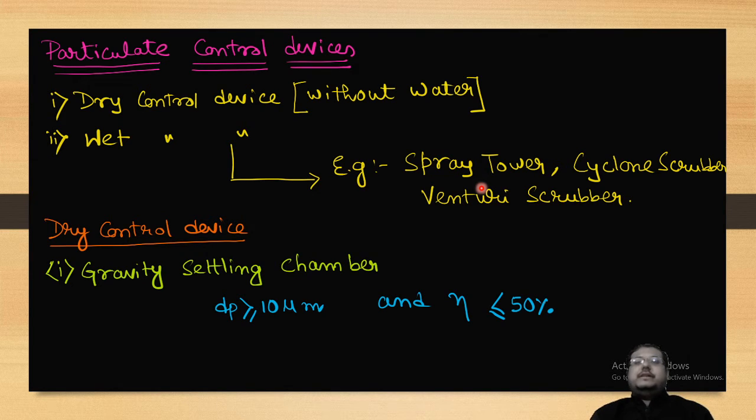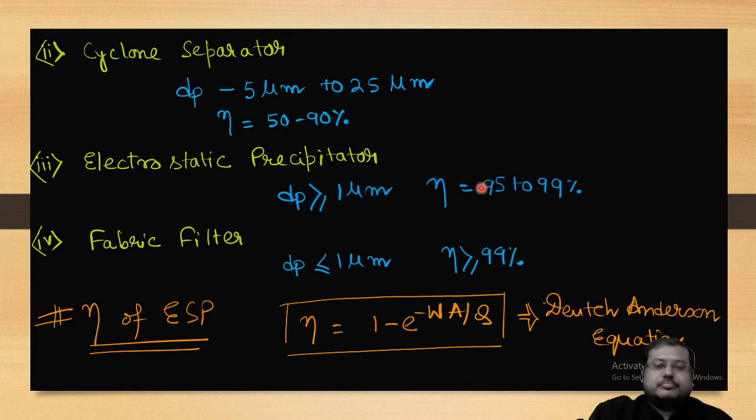Number one dry control device is the gravity settling chamber, which can deal with diameters more than 10 micrometer, and efficiency will be less than 50%. Second is the cyclone separator, which will deal with diameters of 5 to 25 micrometer. Efficiency will be between 50 to 90%. Electrostatic precipitator: diameter greater than 1 micrometer, efficiency 95 to 99%. Fabric filter: diameter less than 1 micrometer, efficiency more than 99%.